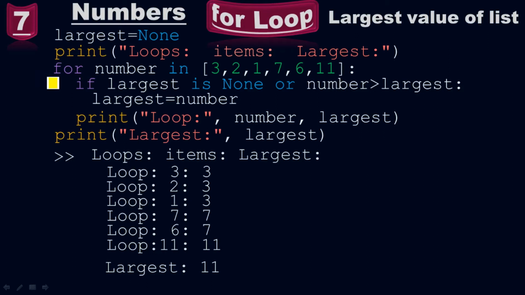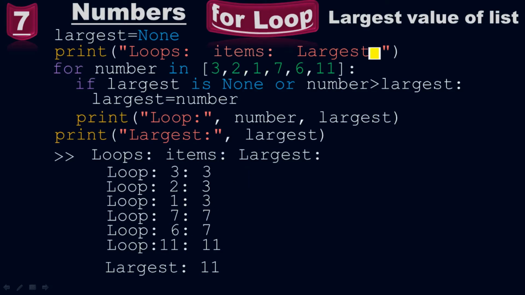Let me repeat again. First the for loop iterates over 3. This is the first value. It will check the number is 3 and the largest value is also 3. Then the for loop will iterate over the second value, which is 2. So the number is 2 now and the largest value is still 3 because 3 is greater than 2. Then the for loop will iterate over 1. So the number is 1 here now, but the largest value is still 3.